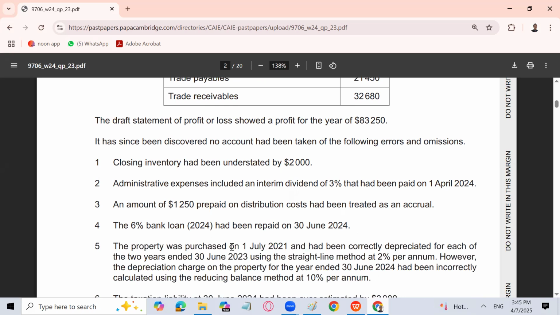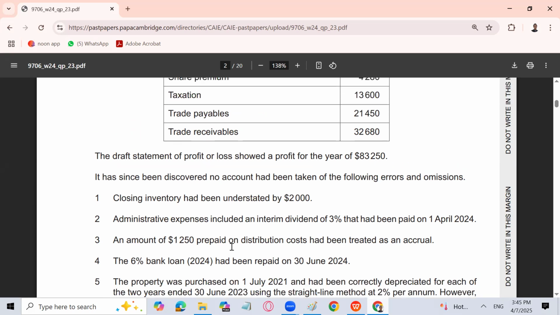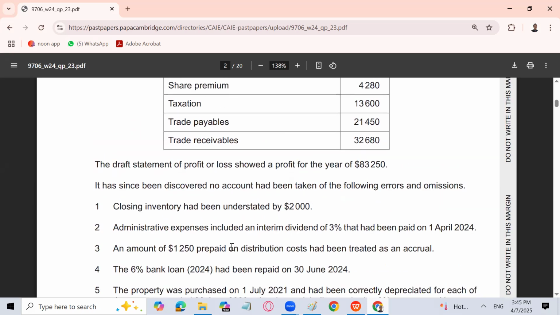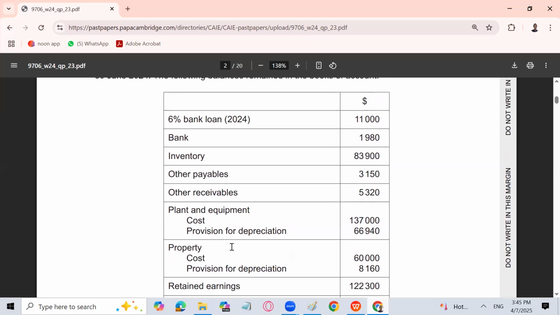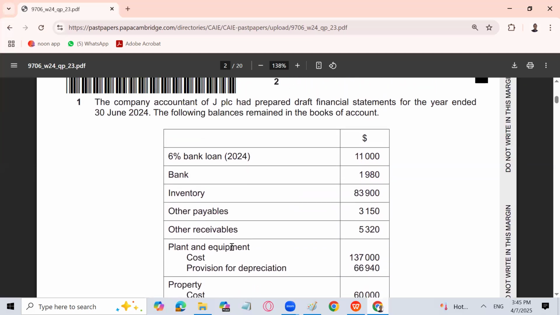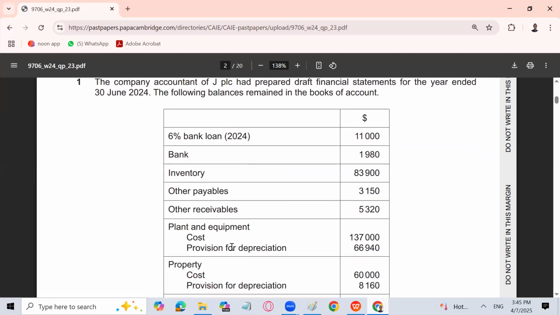6% बैंक लोन जो दिया हुआ आपको 30th June 2024 को हमने उसको रीपे कर दिया था. ठीक है जी. जी 6% बैंक लोन हमारा कितना है जी? So that will not come.